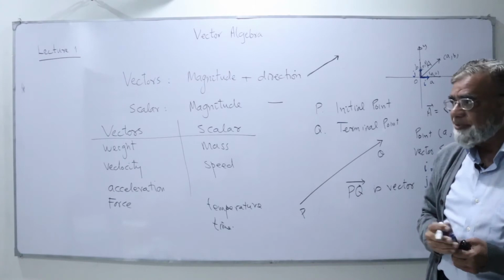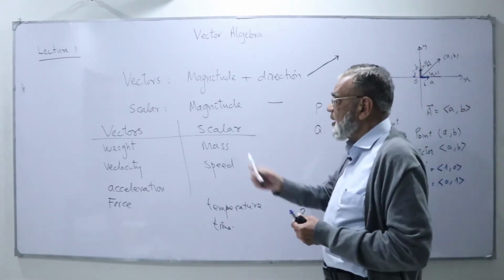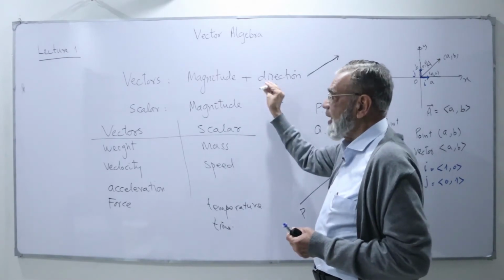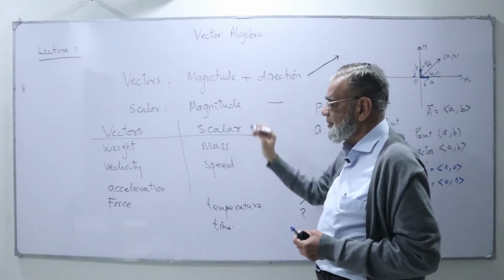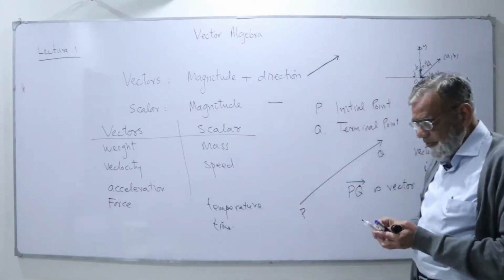We're going to study that one. So one thing which is clear is that a vector has two things: magnitude and direction. A scalar has only magnitude. I gave you the example for the vectors, and I gave you this example for the scalar.